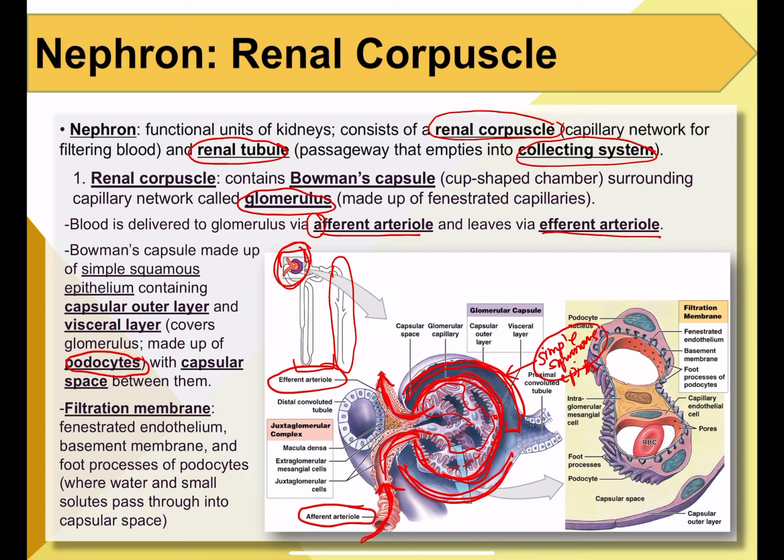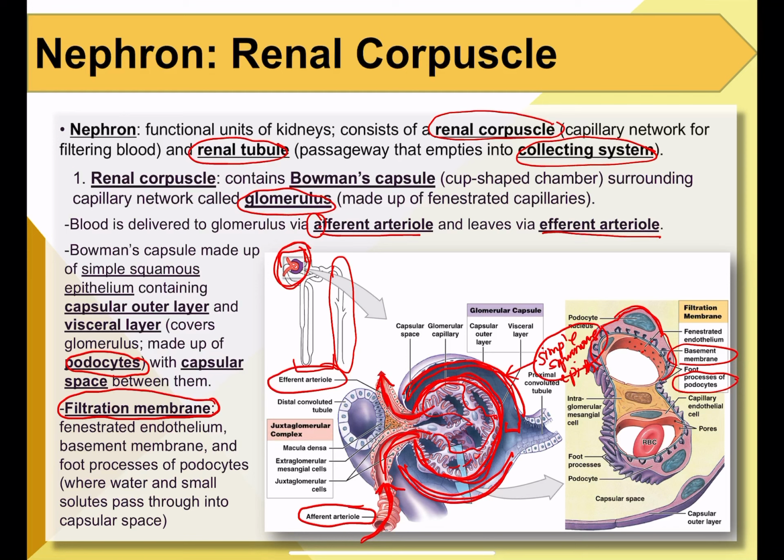This is made possible by what's called the filtration membrane. It is made up of fenestrated epithelium of the capillary. Remember, we talked about what fenestrated epithelium means. There's little pores in it that will allow for filtration. And then there's also a basement membrane that connects your capillary wall to your foot processes of the podocytes. Remember I said these podocytes are like cells wrapping around the capillaries. So that's the three things that make up your filtration membrane.